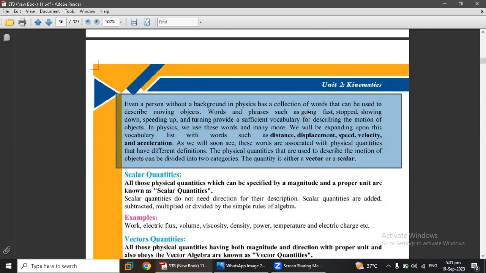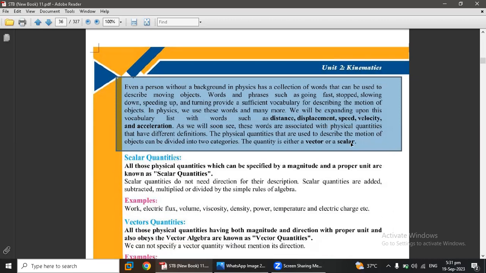And now he's saying that these words, going, fast, stopping, slowing, will be replaced by distance, displacement, speed, velocity, and so on. In this video lecture, we'll be having a clear understanding of the relationship between distance, displacement, speed, velocity, and acceleration and physical quantities.